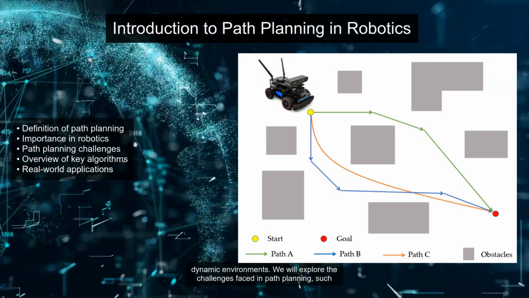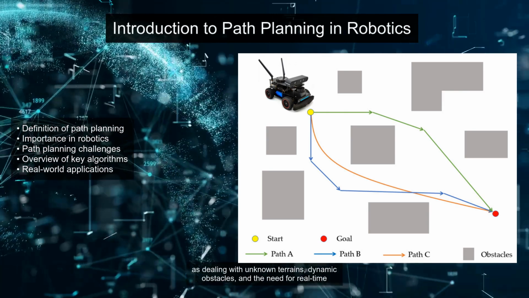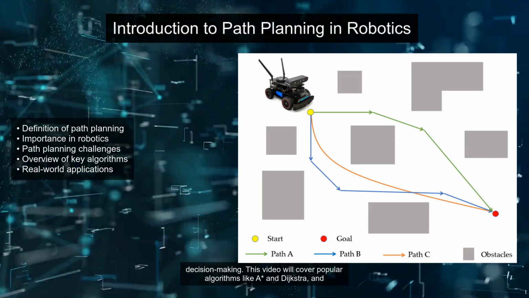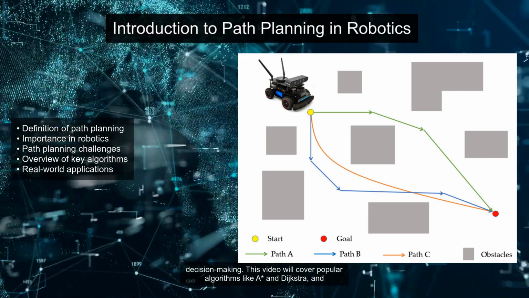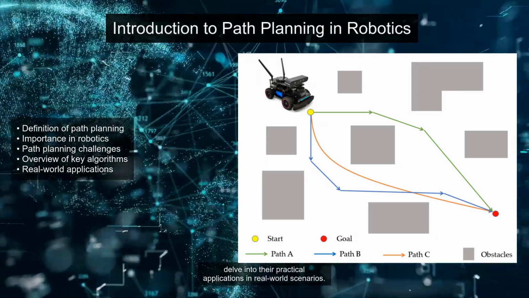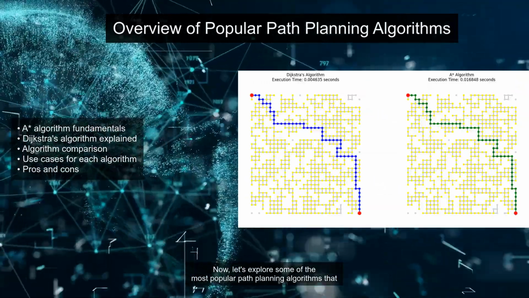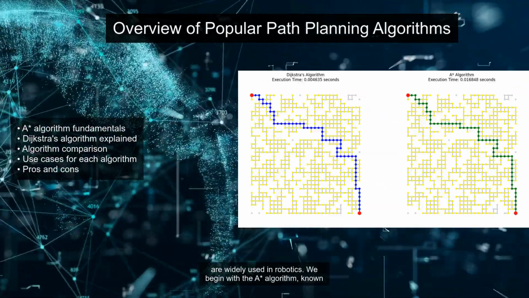We will explore the challenges faced in path planning, such as dealing with unknown terrains, dynamic obstacles, and the need for real-time decision-making. This video will cover popular algorithms like A* and Dijkstra, and delve into their practical applications in real-world scenarios. Now, let's explore some of the most popular path planning algorithms that are widely used in robotics.